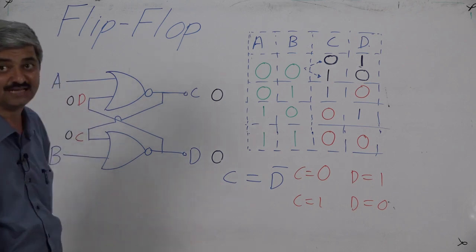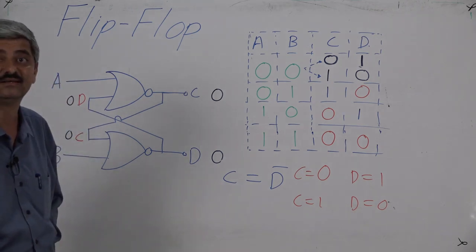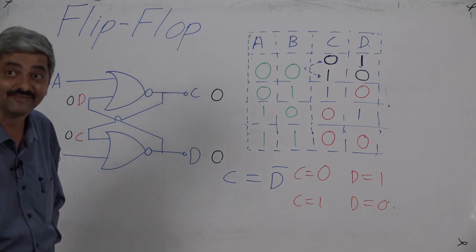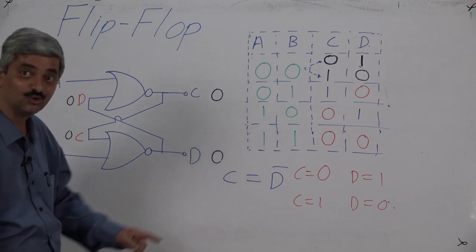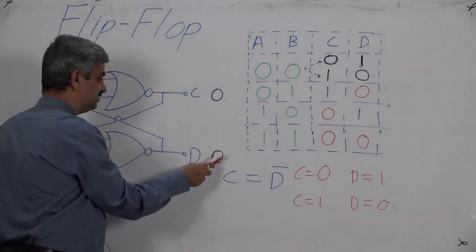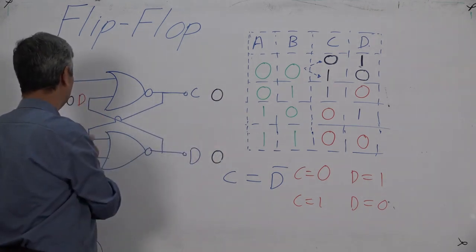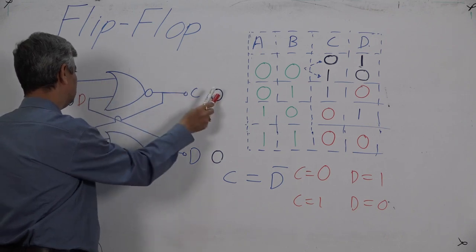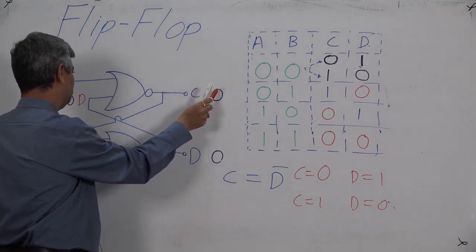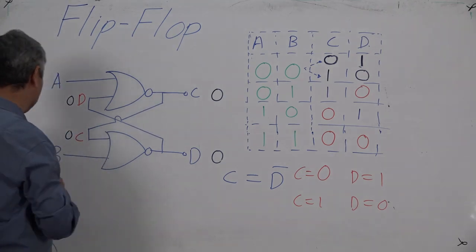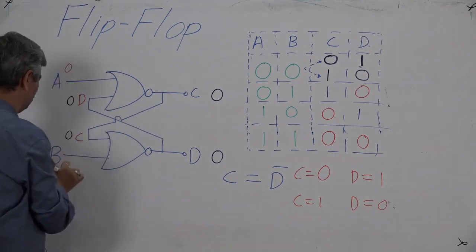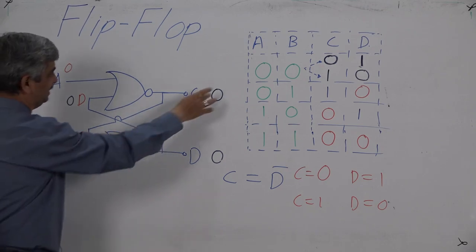So when both inputs are 0, what is the output for the OR gate? 0, and for the NOR gate, 1. So if both inputs are 0, output is 1. So this is 0, this is 0. A is 0 and B is 0, we write again here. We start with C 0 and D 0.